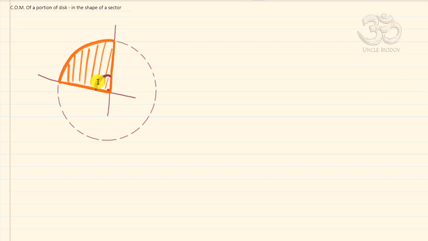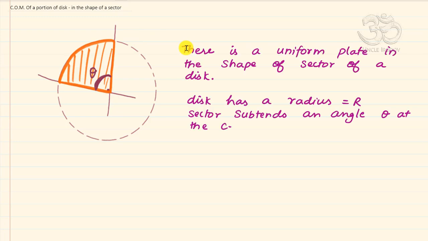So this angle is theta, and this is a uniform sector of a disk, and we need to figure out where is the center of mass of this sector of a disk. So the question is, what we need to find out is the center of mass of this sector of a disk.